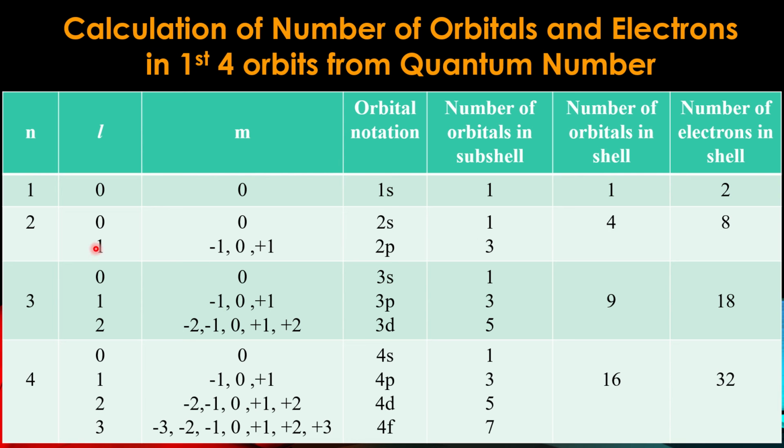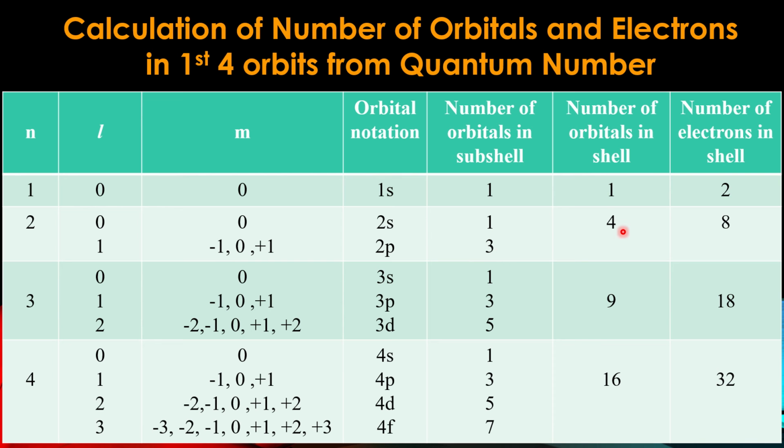And for l equal 1, there are 3 values of m: -1, 0 and +1. And from this l value, we get the orbital notation, this is 2p. And from the values of m, we get that in the p subshell there are 3 orbitals.